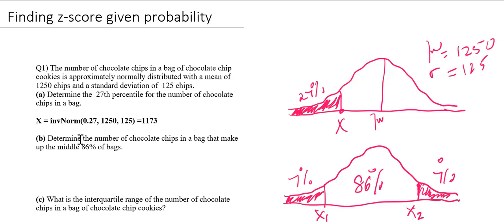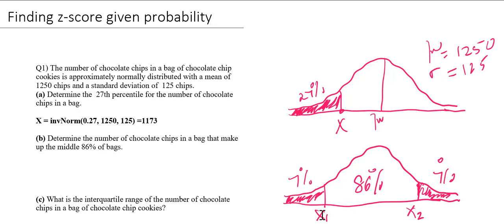For the second part, part B, determine the number of chocolate chips in a bag that make up the middle 86%. Here's how you do the 86%. This is the middle 86% right here, as you can see on the graph. So what's left for the remaining tails? 14%, because 100% minus 86% will give you 14%. Split up the 14% into both tails, so that will be a 7% right here and a 7% right there. So those values here, the x1 and the x2, are the ones that we need to find.